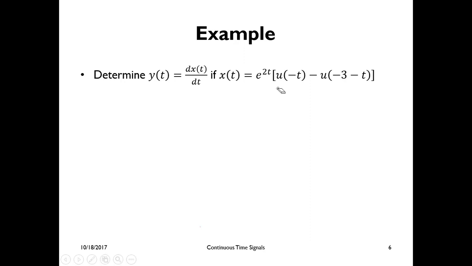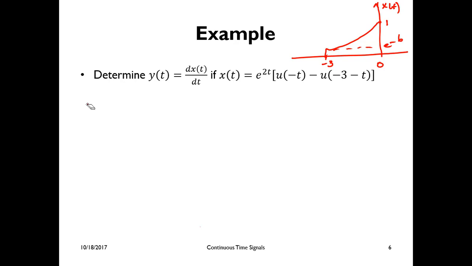Let's take a look at an example. We want to find the derivative of the function x of t, where x of t is equal to e to the 2t multiplied by u of minus t minus u of minus 3 minus t. Let's begin by doing a quick sketch of x of t first of all. X of t will be defined between t equal to 0 and t equal to minus 3. So just note that I have time reversal over here. At time t equal to 0, I'm simply going to have 1, and at time t equal to minus 3, I'm going to have the value over here of e to the minus 6.